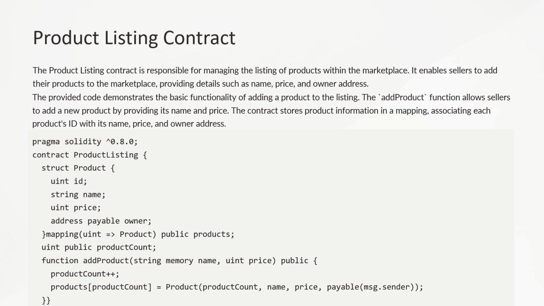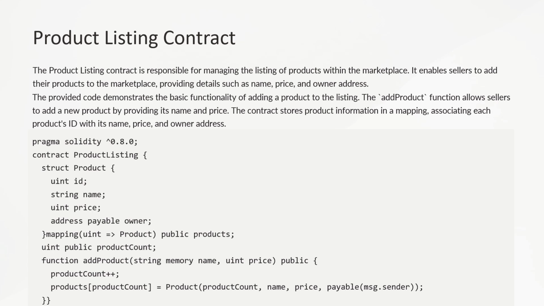Product count, an integer that tracks the total number of products listed in the marketplace. The add product function enables sellers to add a new product to the marketplace by providing the name and price. It increments product count to generate a unique ID for the new product. It utilizes this ID to store details of the new product, the ID, name, price, and the seller's address in the product's mapping.